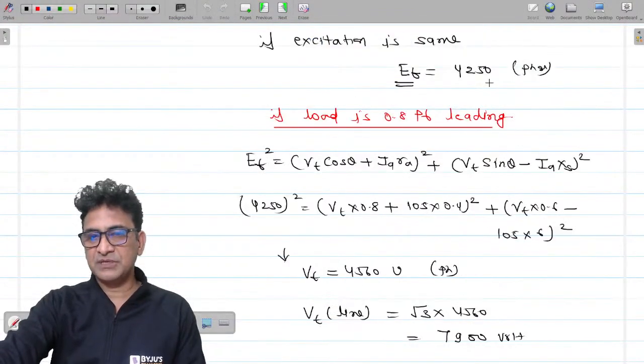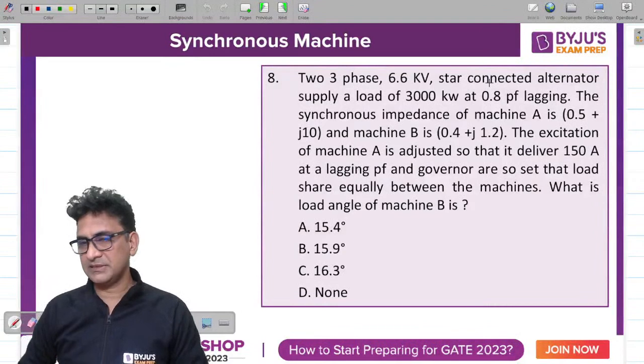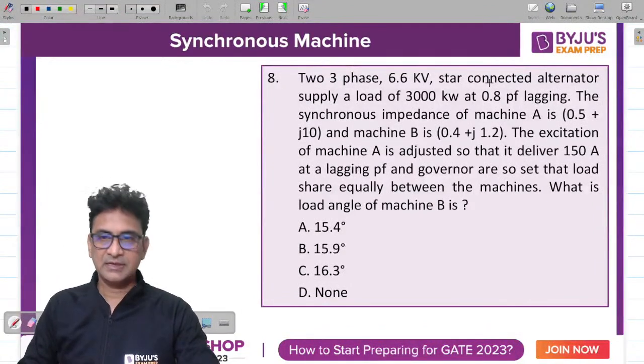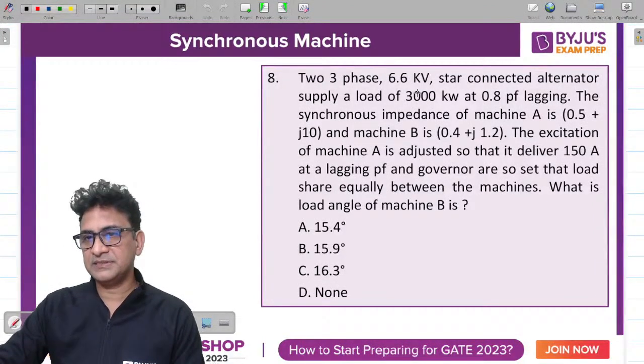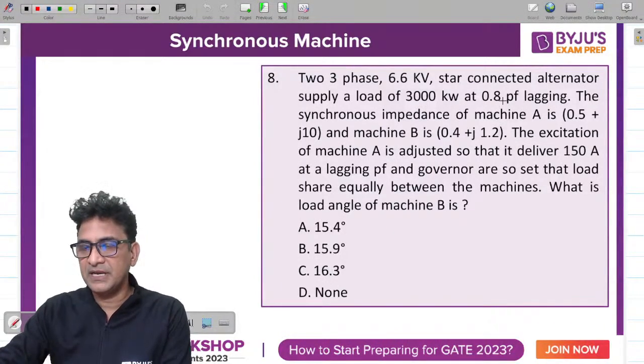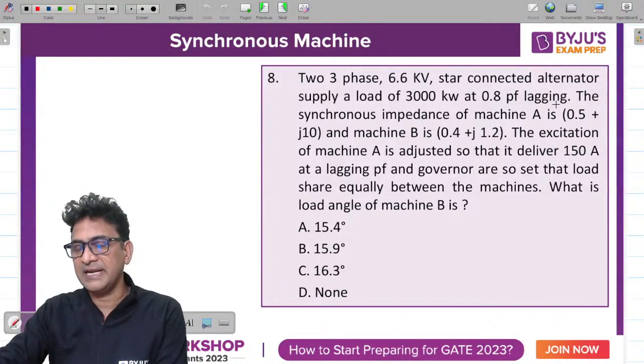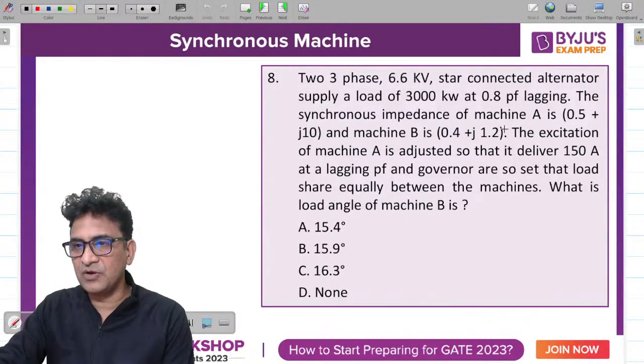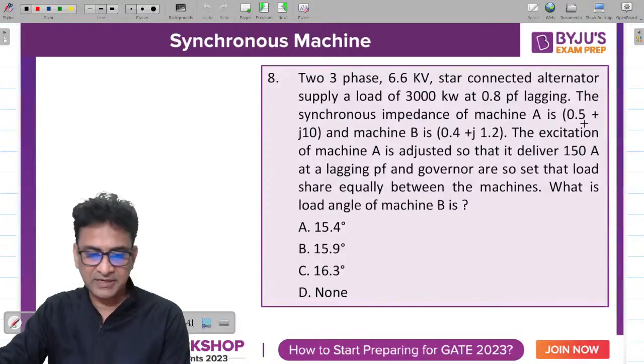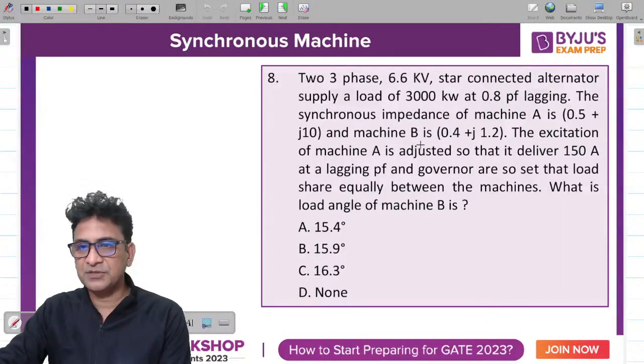Okay, now moving to question number 8. Two 3-phase 6.6 kV star connected alternators. We have 2 alternators, both connected in star. They supply a load of 3000 kW at 0.8 power factor lagging. This is my combined load. The synchronous impedance of alternator A is given as 0.5 plus j10, and for machine B it is 0.4 plus j1.2.